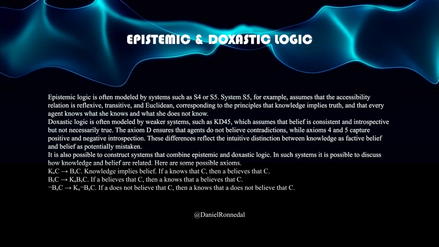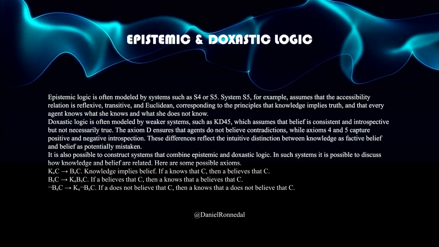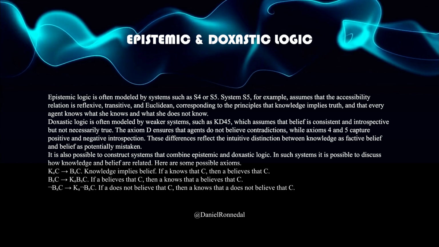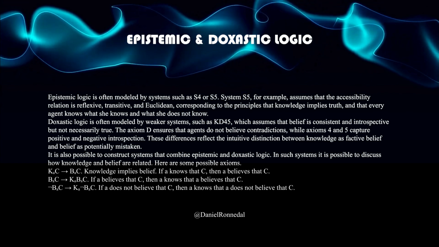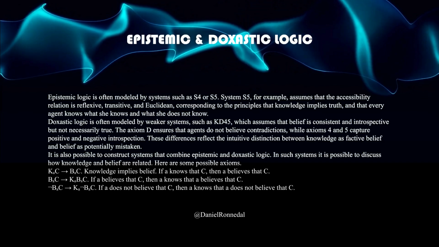B, A, C implies K, A, B, A, C. If A believes that C, then A knows that A believes that C. Not B, A, C implies K, A, not B, A, C. If A does not believe that C, then A knows that A does not believe that C.